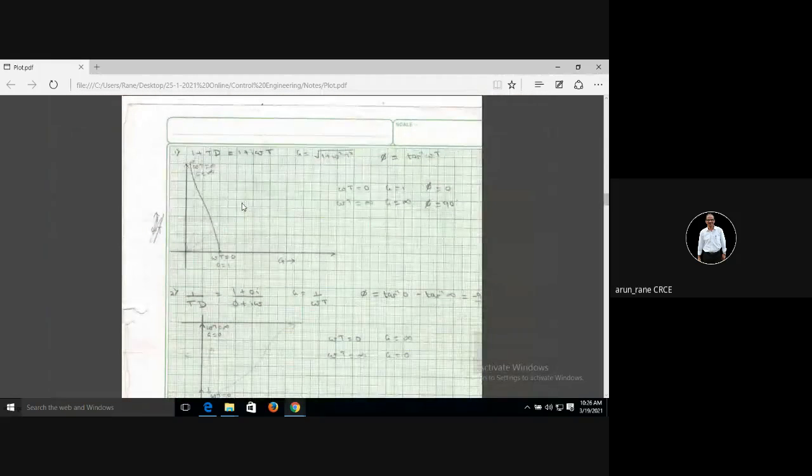Same logic. Suppose the transfer function is like this, 1 plus 3d. Then you have to replace this d. Sorry, you have to replace this d by i omega. So this becomes 1 plus i omega t. Now there are two things. The first thing is magnitude. So the magnitude will be the square root of real part squared plus imaginary part squared, right? In a complex number.